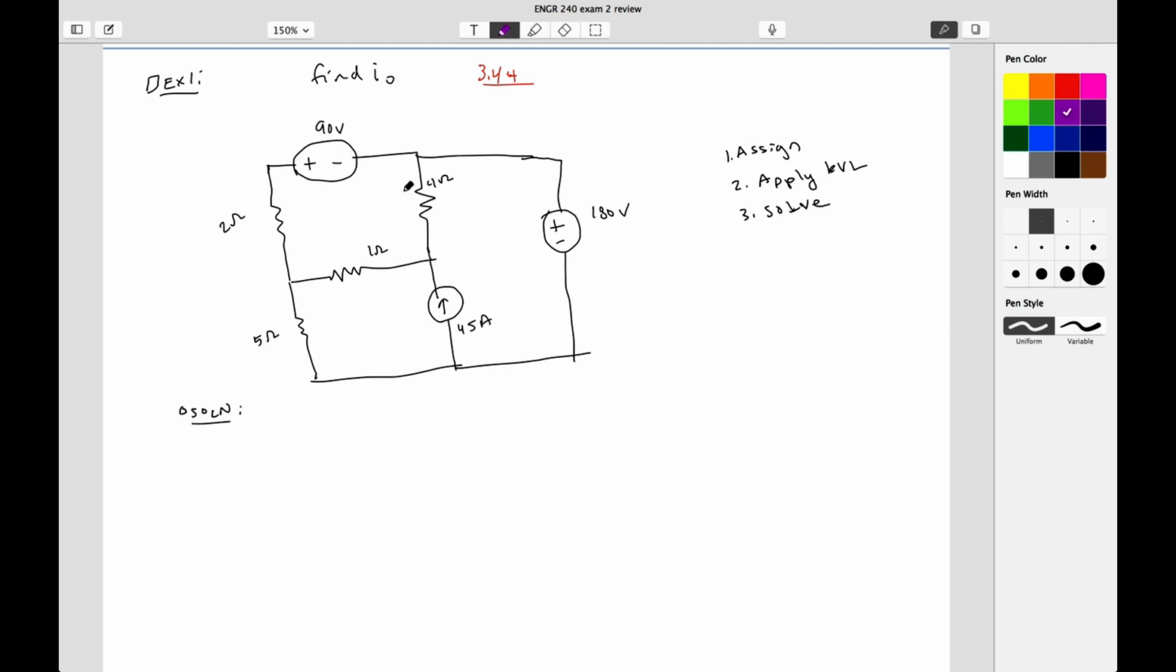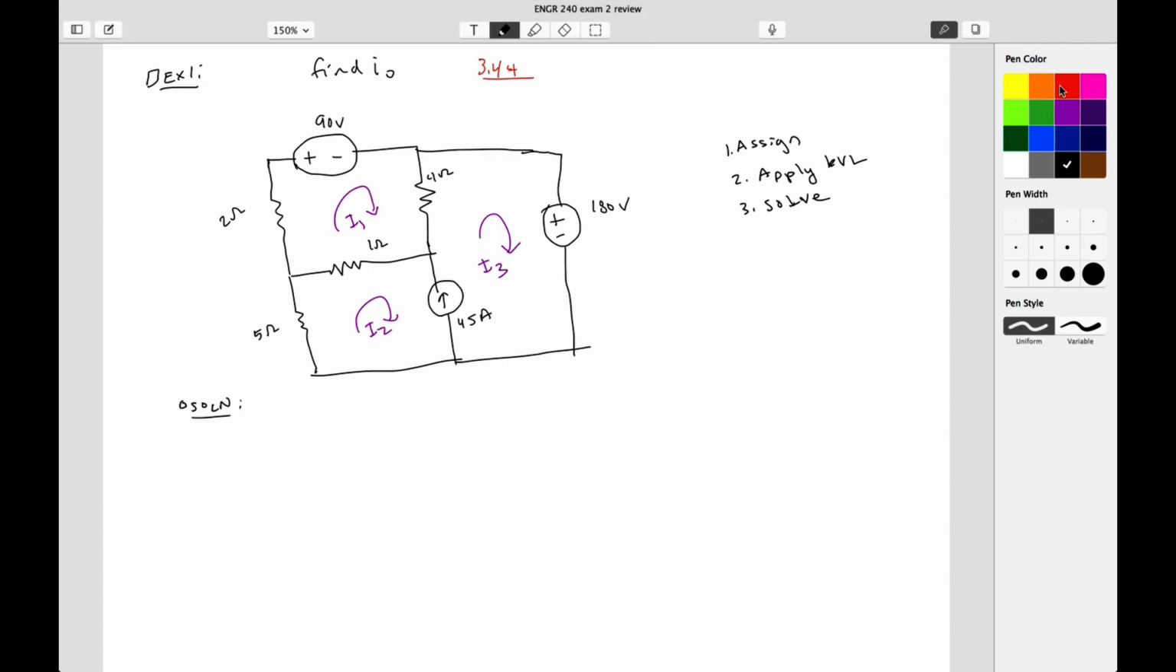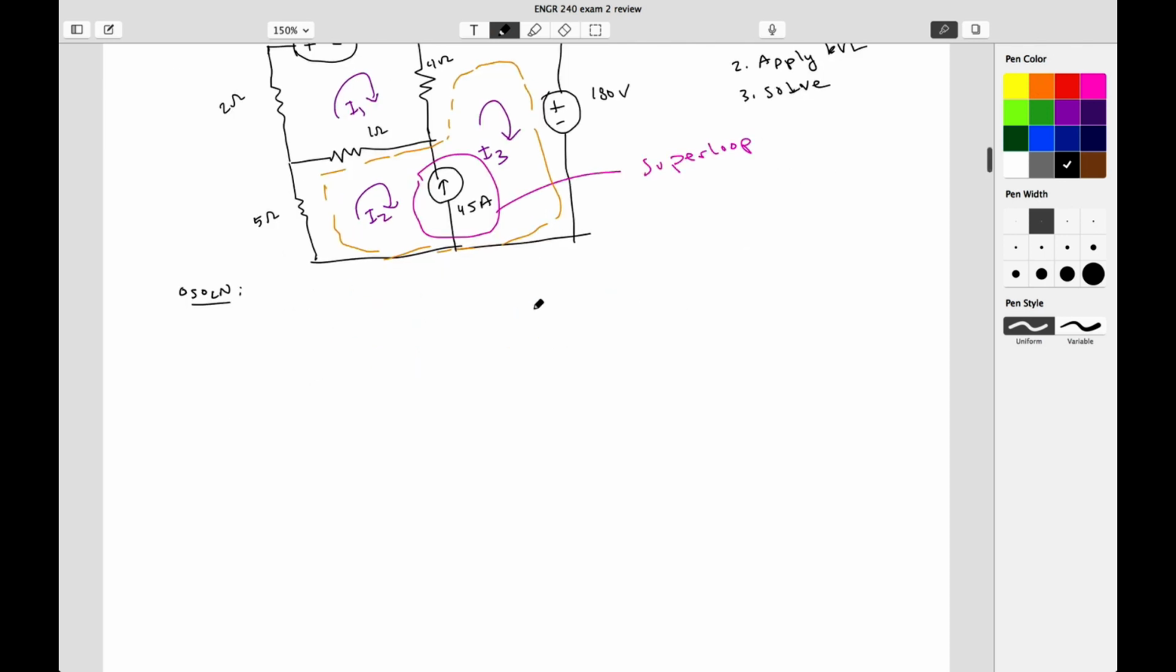All right, so let's start by assigning. I'm going to call this I1, this I2, and this I3. Okay. And then I really want to notice immediately that there is a super loop here. All right, let's highlight that. Say this is a super loop. And denote, of course, that means that the big outer loop that I'm going to take follows this dotted path that I have drawn.